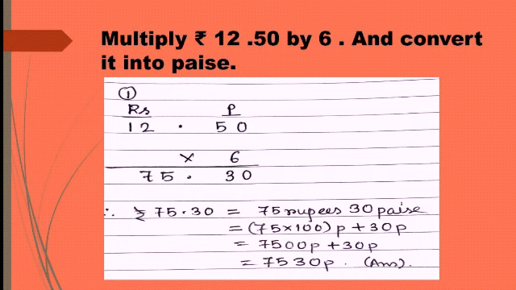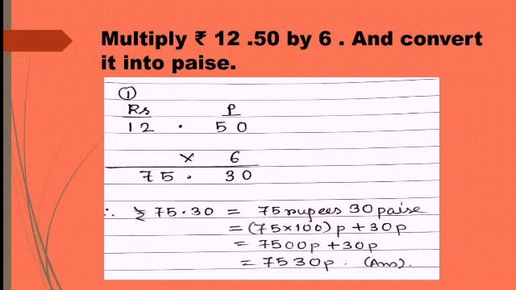First you arrange the amount in rupees and paise. I have arranged it because rupees 12.50 is given. That means 12 rupees 50 paise. So 12 rupees will be under rupees and 50 paise will be under paise. After that you have to multiply. Multiply by 6. See how I have multiplied it. And after multiplication I have got 75 rupees 30 paise.